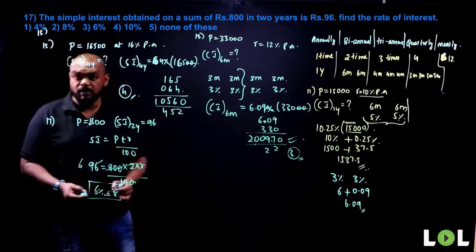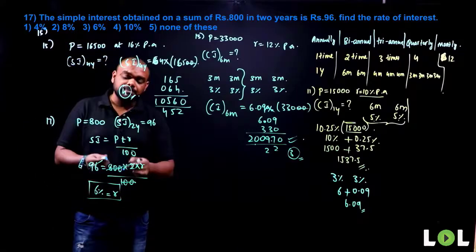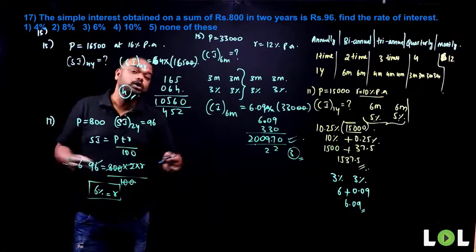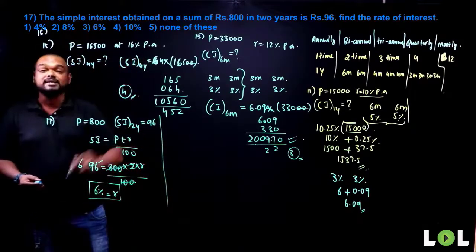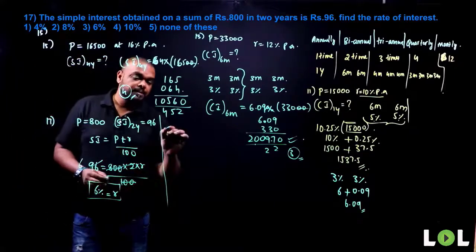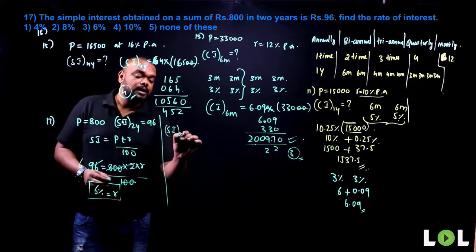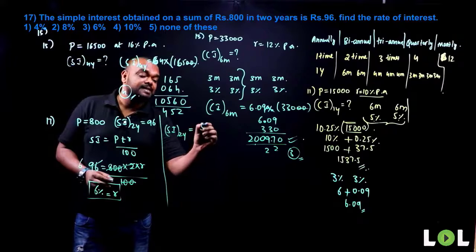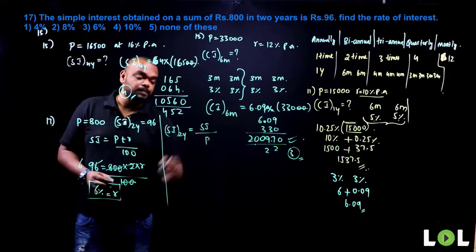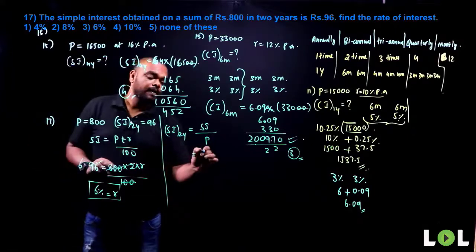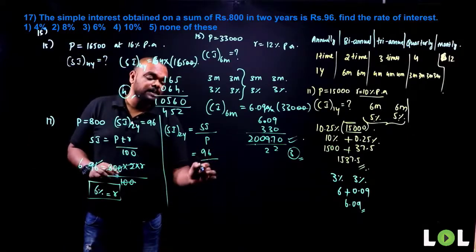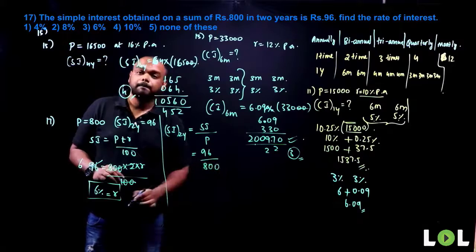Definitely, not a problem. But this is something which I never taught you in this class. I told you my methods are different. Of course they are, people. I can do it much faster than this. Look, simple interest for 2 years: directly SI given divided by principal. That's it. Nothing much. What is SI? 96. Divided by principal? 800.